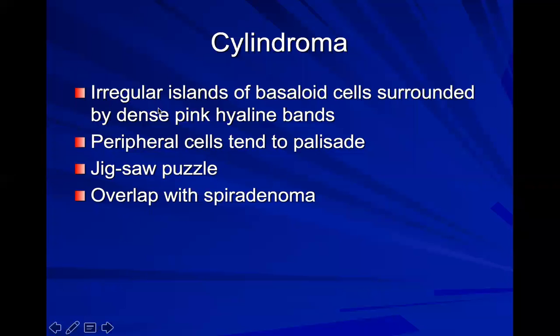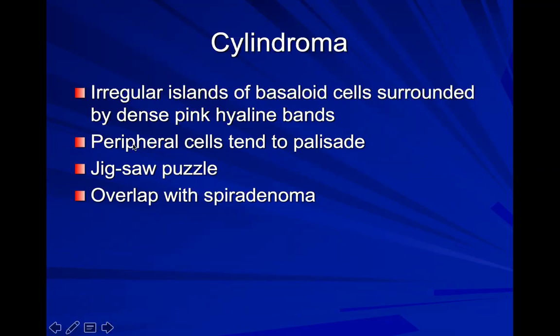All right, cylindroma. Cylindroma is where you get islands of basaloid cells, and they're surrounded by this pink hyaline band. So whereas follicular tumors tend to have this very fibrotic stroma, so red with lots of fibroblasts, ductal things tend to have a lot of hyalinization around them, so very pink, hazy stuff. And it might be very edematous and vascular, or just kind of dark pink. Your peripheral cells can palisade, so a lot of times people have a hard time telling if they're dealing with a follicular or a ductal structure here.